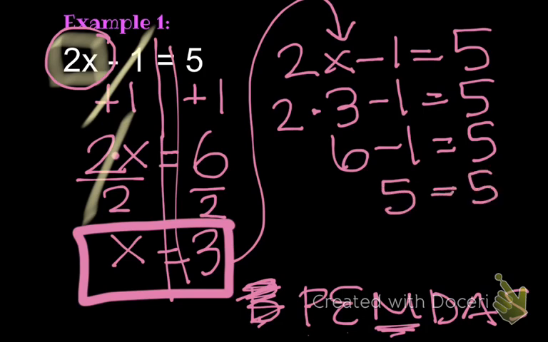That's a good thing. If I get 5 equals 5, that tells me my solution of 3 is the correct answer. So that's my answer, and that's how I verify. In order to score a 4 on your summative assessment, you'll need to show all of this work.